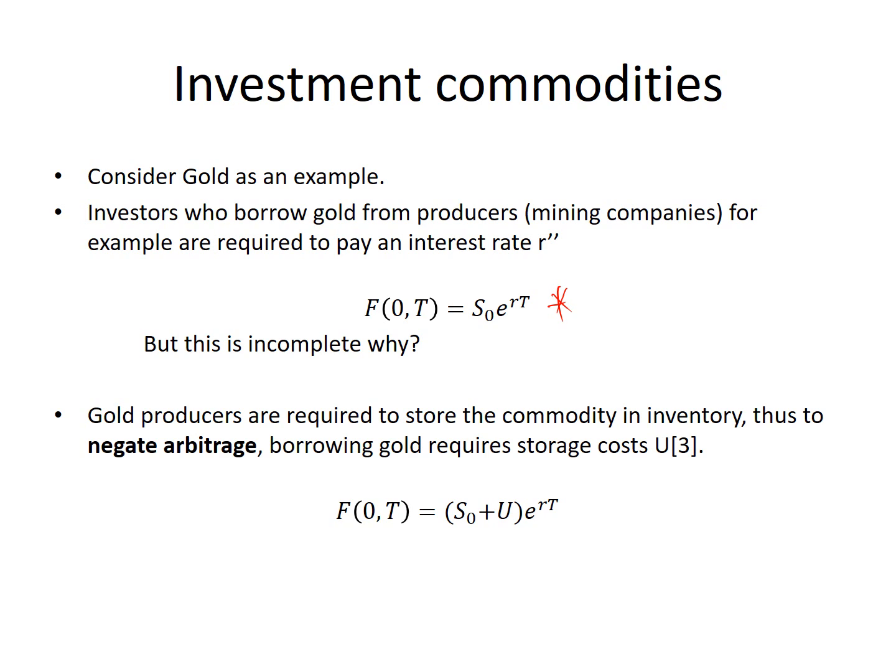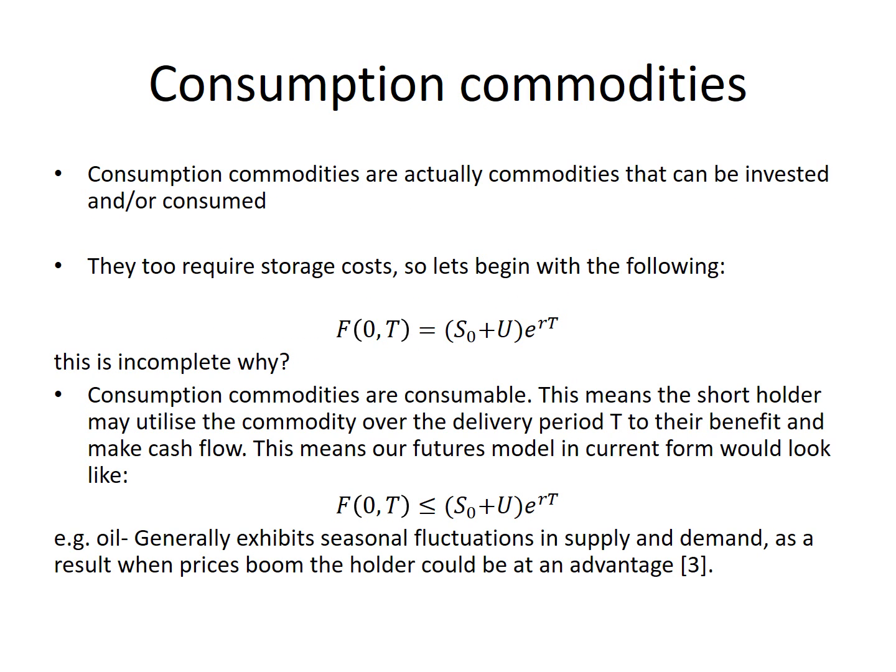So we have to include our U, our storage cost, in our formula. So this is our investment commodity formula. Consumption commodities are usually commodities that can be invested and or consumed, that's in real life. They too require storage costs. So let's start with the basic storage model of futures. Now this is also incomplete.